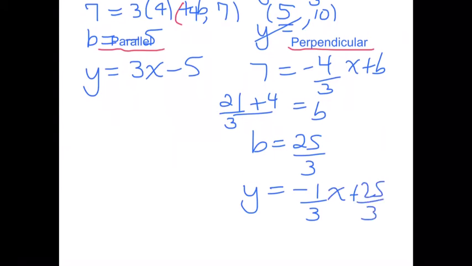So that's how you come up with two equations if you're given the 2 points. You just find the slopes and do substitution.